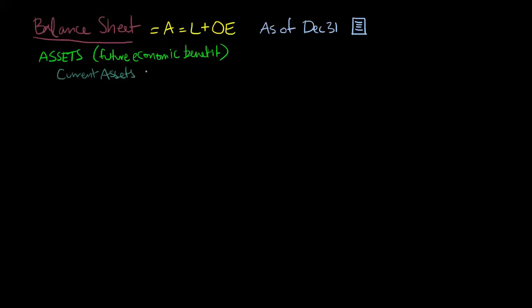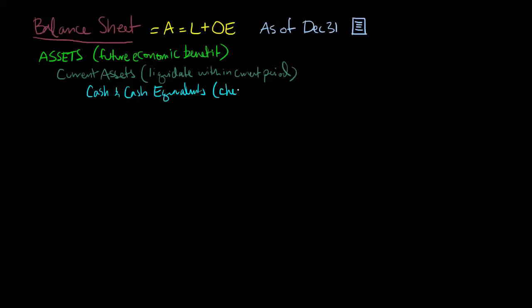Current assets are things that we can easily liquidate or that we can convert into cash within the current period. Typically in US GAAP, these are ordered in the order of liquidity, so the most liquid assets appear first. This would include cash and cash equivalents, which include things like checks and money orders. Then we're going to look at short-term investments, so investments that we purchase from other companies, stock in other companies that we expect to sell at a profit in the short term.